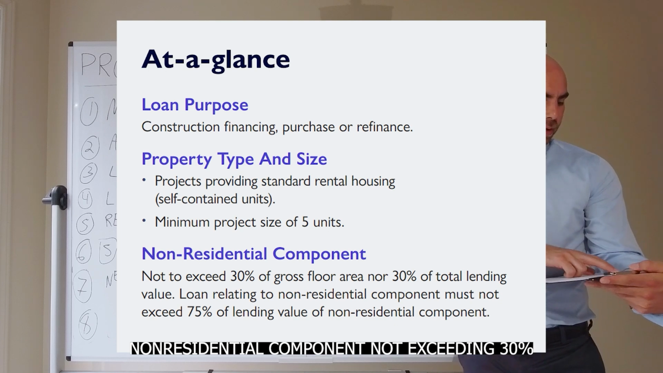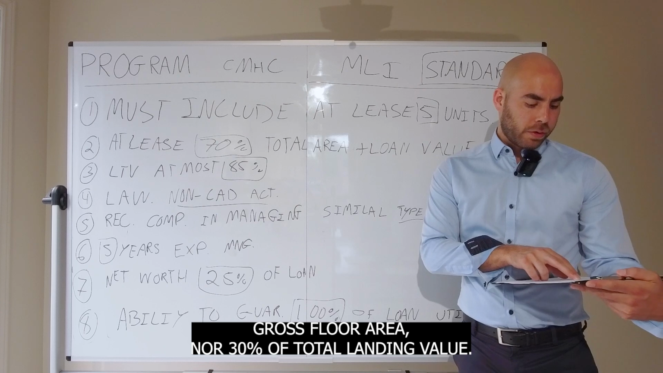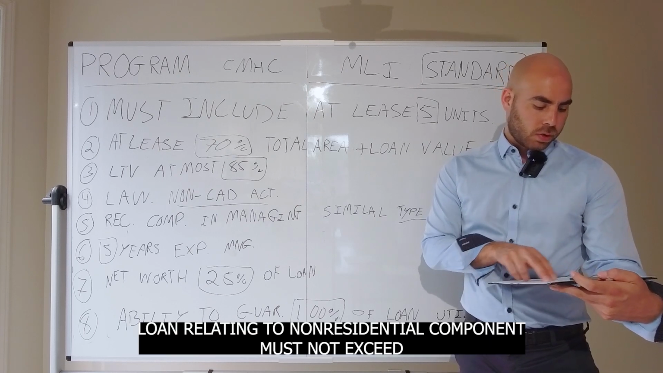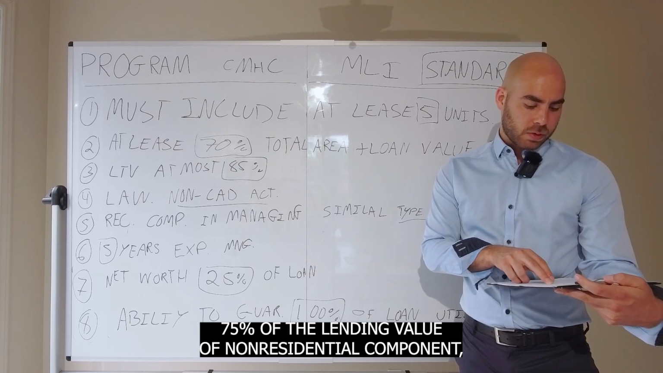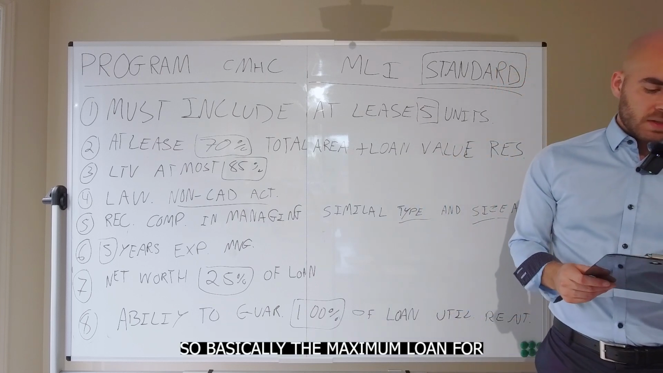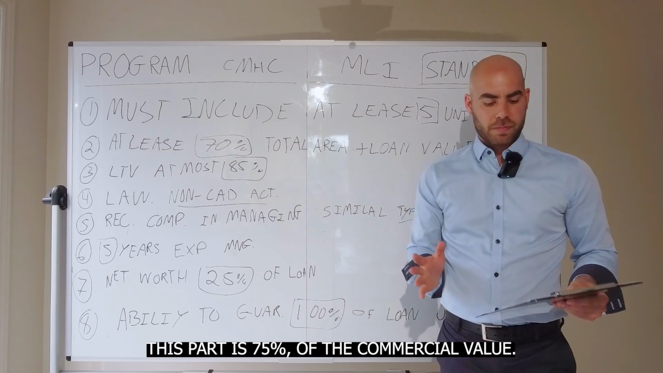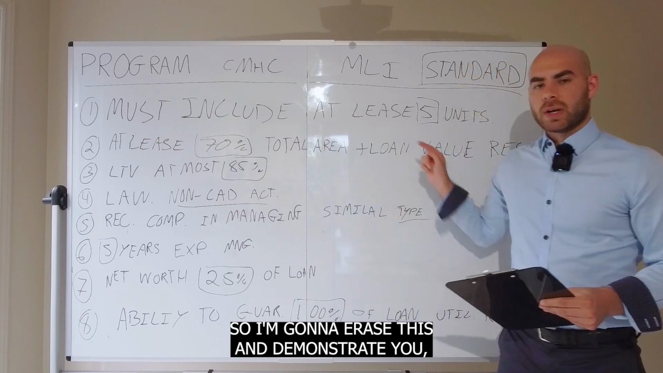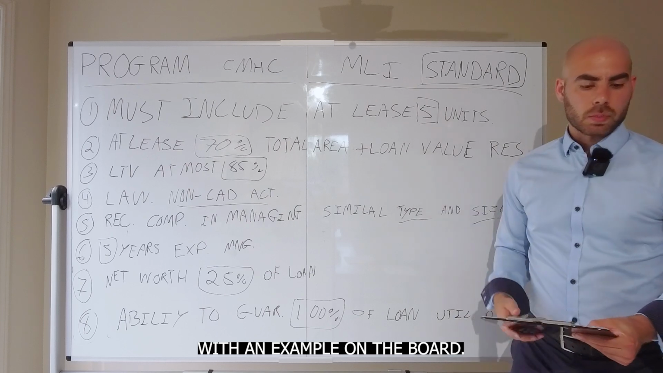Non-residential component, not exceeding 30% gross floor area, nor 30% of total lending value. Loan relating to non-residential component must not exceed 75% of the lending value of the non-residential component. So basically, the maximum loan for this part is 75% of the commercial value. So I'm gonna erase this and demonstrate with an example on the board.